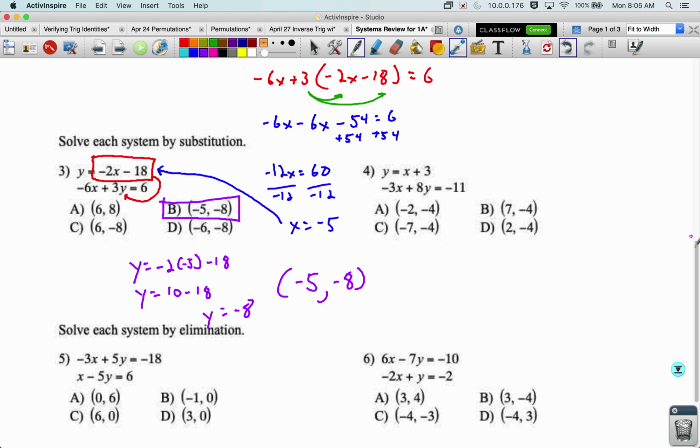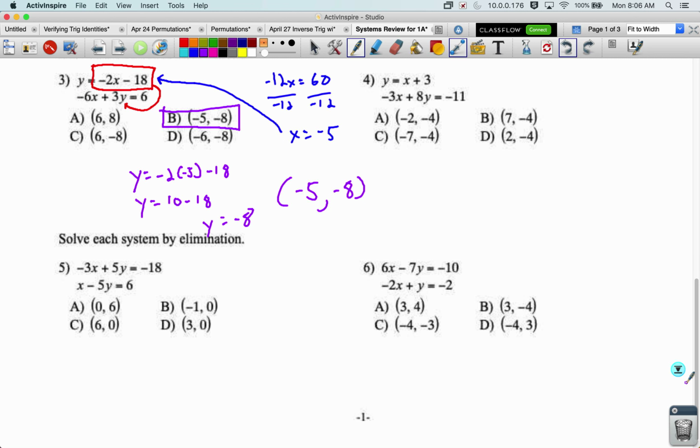All right, I'll leave number 4 for you guys to do. Let's look at number 5, solve the system by elimination. Actually, I'll leave number 5, that's the easier one. I'll do number 6. This one's still a very good candidate for elimination. It doesn't have a zero pair yet, but we can easily make one.